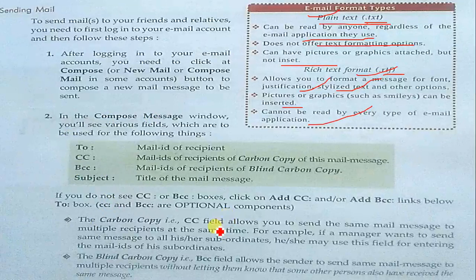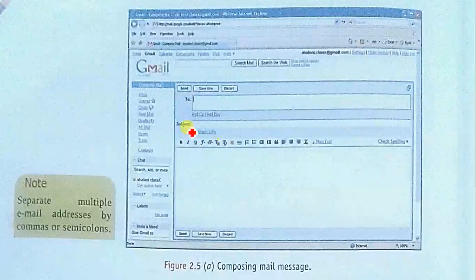Now, the carbon copy (CC) field allows us to send the message to multiple recipients at the same time. For example, if a manager wants to send the same message to all of his or her subordinates, they may use this field for entering the email IDs of the subordinates. The blind carbon copy sends the same message to multiple recipients without letting them know that some other person has also received the same message. That's the hidden recipient.